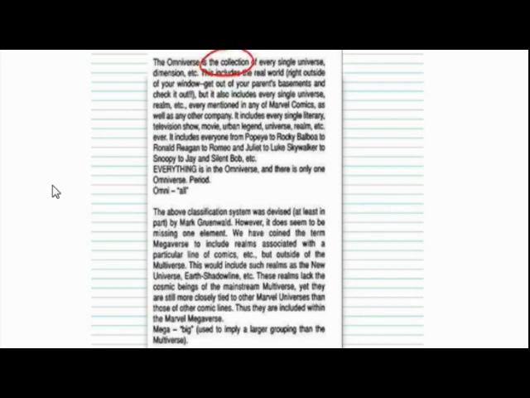The above classification system is devised at least in part by Mark Twain. However, it does seem to be missing the term Megaverse. It includes realms associated with a particular timeline, comics, etc. But outside of the multiverse would include such realms as new comics and basically everything. You can read the rest for yourself, but that's from the official Marvel Handbook of the universe, the Marvel Universe Handbook.